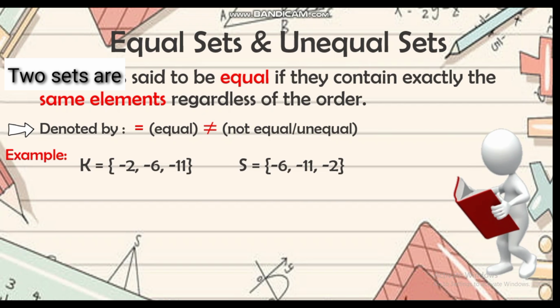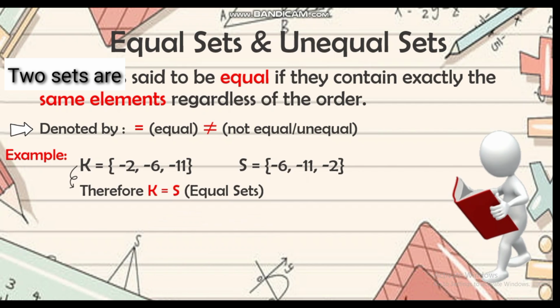Okay, example, given the sets K and S. Set K is negative 2, negative 6, and negative 11. On the other side, we have the set S, which is negative 6, negative 11, and negative 2. Looking at these two sets, obvious kayong equal sila kay parehas ang ilahang elements, different lang ang arrangement. Again, dili mag-matter ang arrangement sa elements para matawag sila nga equal set.